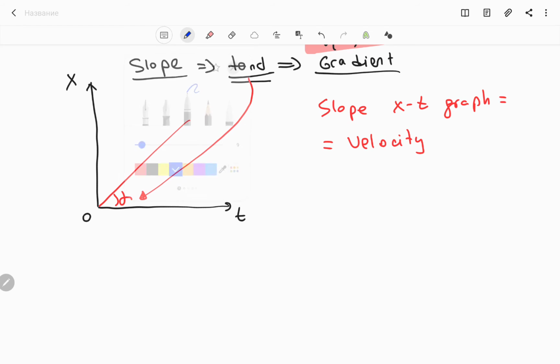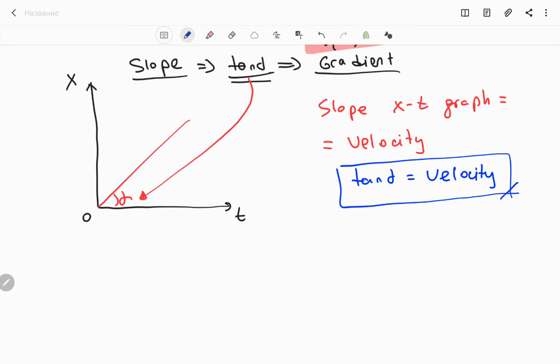Why? We will explain it here. So we say that tangent alpha equals velocity. Now we will prove it. And tangent alpha, we call it slope. So how can we find tangent alpha from this triangle? I will draw this triangle a little bit bigger, so you can understand it.